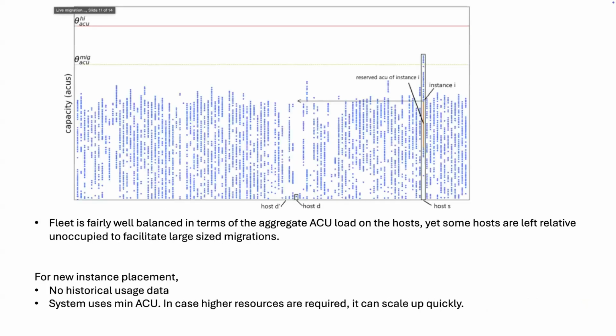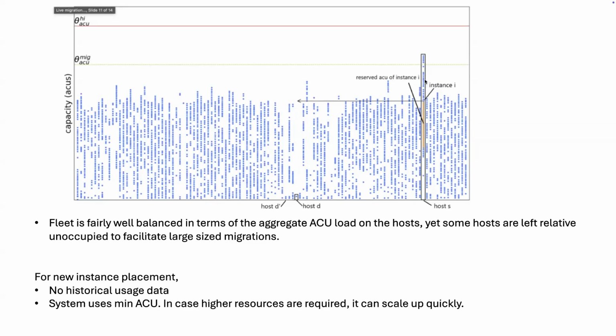Just to keep a live example here, this is a diagram from the research paper itself. All these vertical lines show one host each, and this is the capacity available right now. We can see host S is currently running hot because it is already crossing our threshold, which is this line.